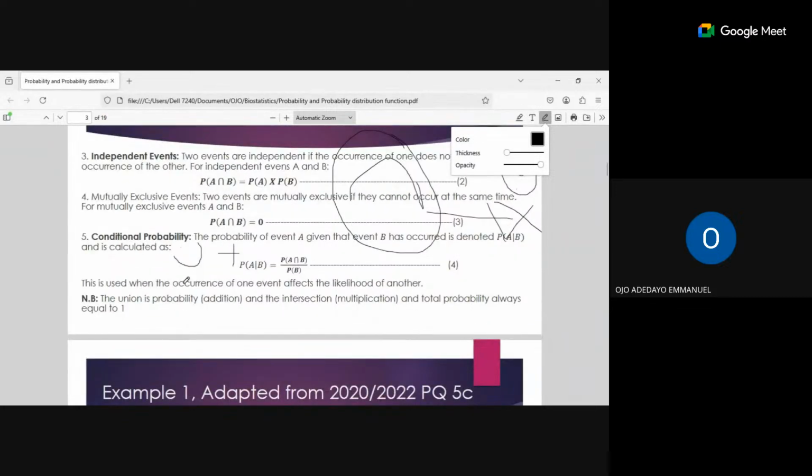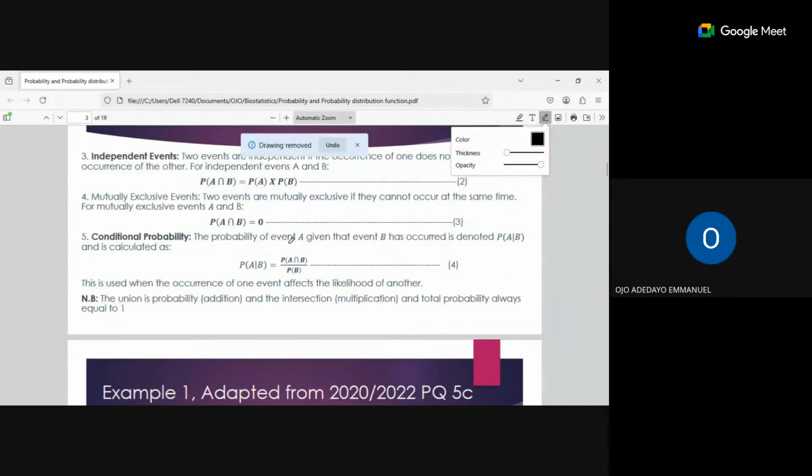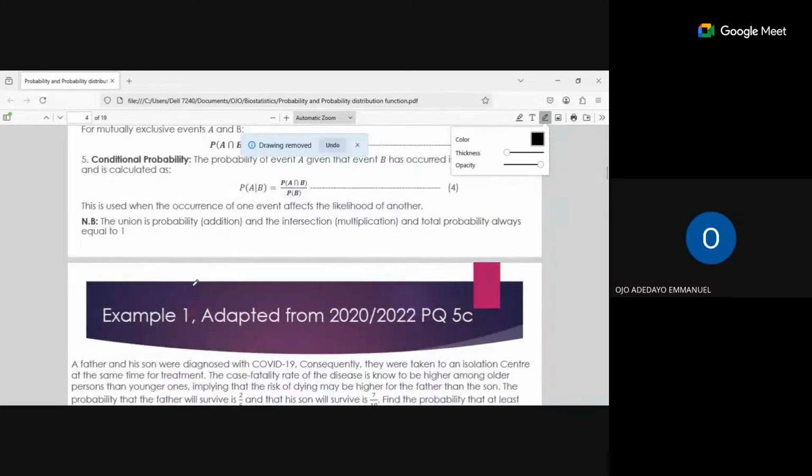This is used when the occurrence of one event affects the likelihood of another one. Note, the union in probability is addition. Please note this is very, very important. The union in probability is called the addition. And then the intersection in probability is multiplication. And then the total probability always equals 1. Please note that.